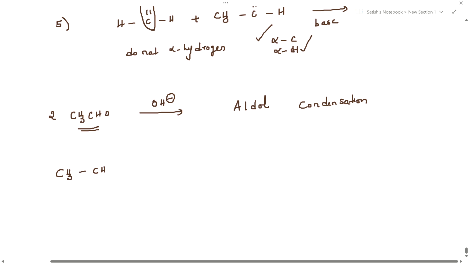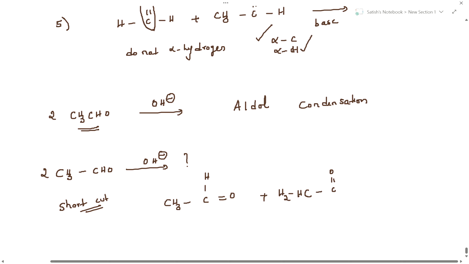CH3 CHO, OH minus. 2 moles we are taking. How easily can we write the answer? See, what is the shortcut we are using, guys? CH3 C double bond OH. For your convenience, what is the product? For your convenience, you can write like the CH3 C double bond OH. Another mole, how will you write? CH2 C double bond OH.